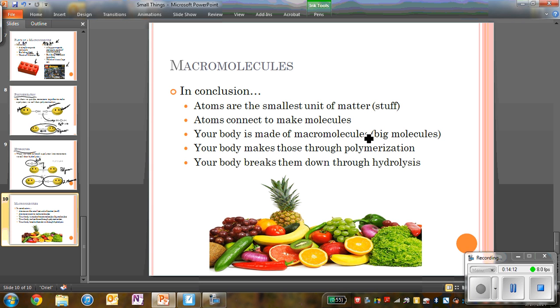And how does your body make those? Well, it makes them through polymerization, where you connect them together and remove water, and your body, if it needs to, breaks them down again to get that energy back through a process called hydrolysis. So as you eat food and you grow and you change, you eat all this food and build macromolecules to help you get through the day, give you some energy, and ultimately make up you.